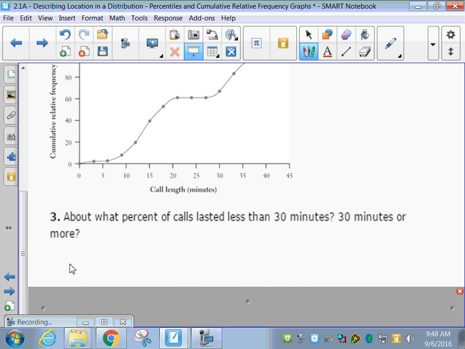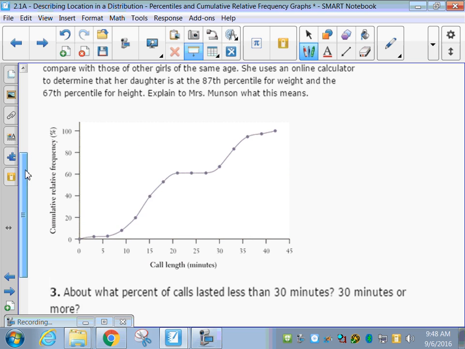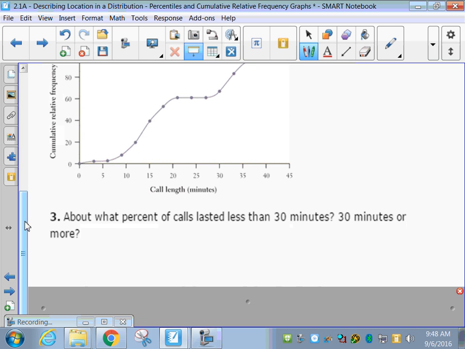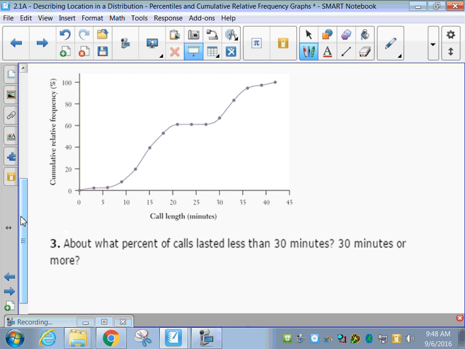Okay. Perfect. So number 3. About what percent of calls... Oh, yeah, this actually goes with the graph. Just kidding. So now I'm going to look at the graph. What percent of calls lasted less than 30 minutes? Someone explain to me how I could find the answer to this question. Jake?